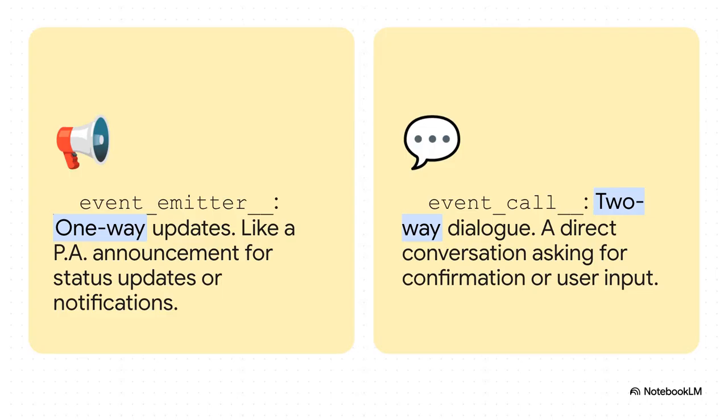An action can communicate with the user in two really distinct ways. Using the .event emitter is kind of like making a PA announcement. It's for one-way updates like sending a little toast notification that says processing your request. But the .event call, that's for a direct conversation. It actually pauses everything to ask the user a question like, are you sure you want to delete this?